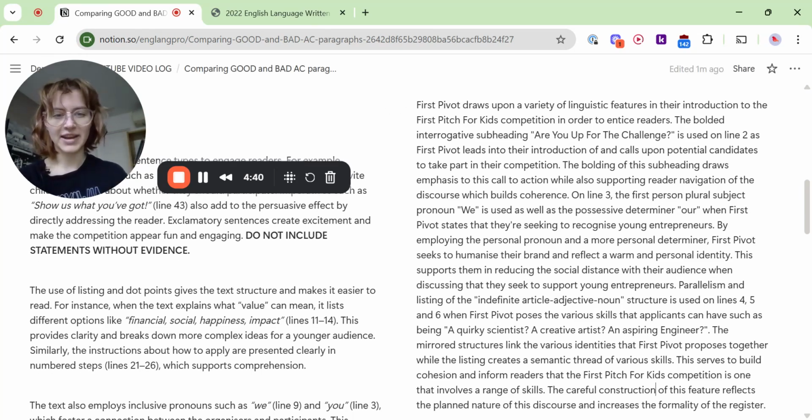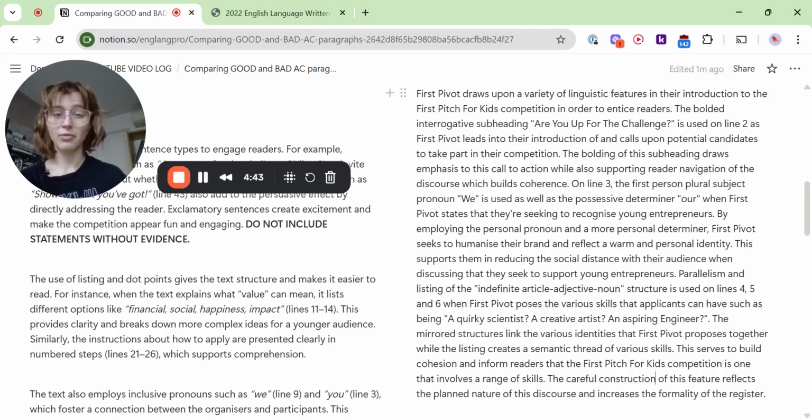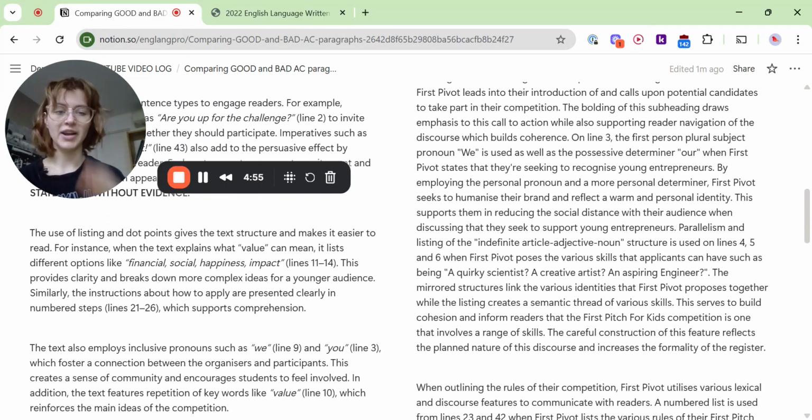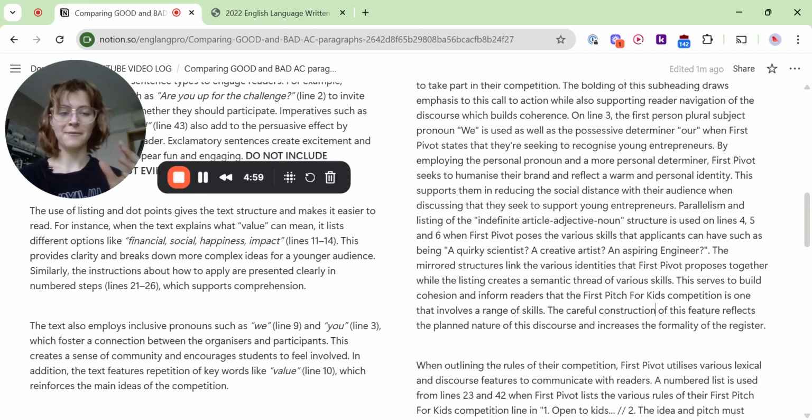And I would argue that this paragraph could probably be better ordered. The first feature that they talk about is calling upon and grabbing the attention of the audience. And then they go on to talk about social distance and identity, and then again talk about cohesion as well as bringing in the audience. So I think that middle part about our and we, which is about closing social distance, could actually be put in a different paragraph where they talk entirely about the identity and the relative roles and power between First Pivot and the audience.